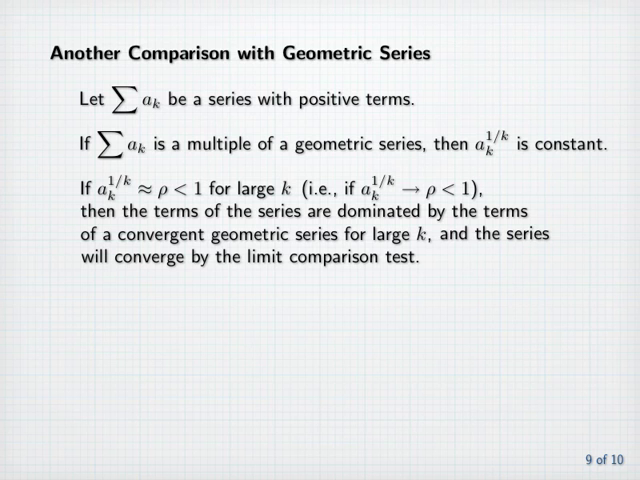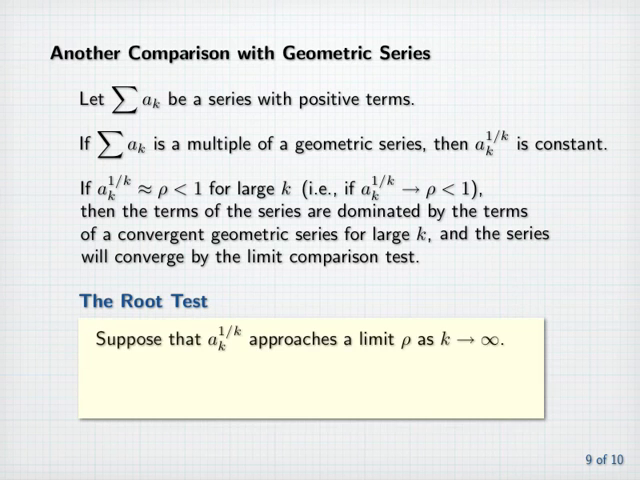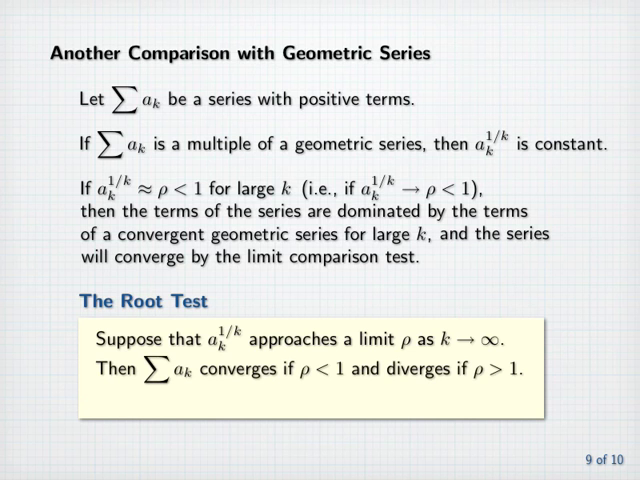This is the idea behind a test known as the root test. Suppose that the kth root of a sub k approaches a limit rho as k goes to infinity. Then the sum of a sub k converges if rho is less than 1 and diverges if rho is greater than 1. If rho equals 1, the test fails.